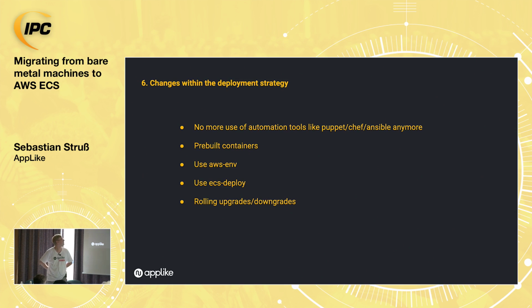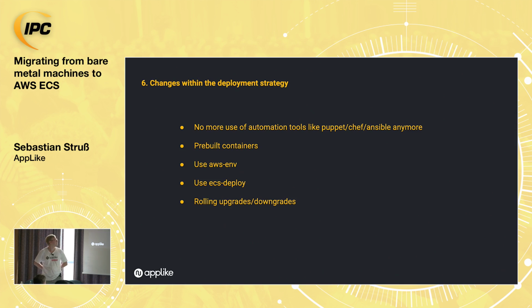The next change was to use ECS deploy, another handy tool. Both of them, by the way, are available on GitHub. ECS deploy is good for, well, deploying, obviously. It changes your service and your task definition to use the new build container. And you can use it also for rolling back if something went wrong, and you can specify a timeout to say, okay, if it takes longer than this, it doesn't work.